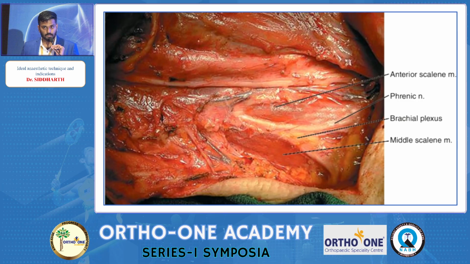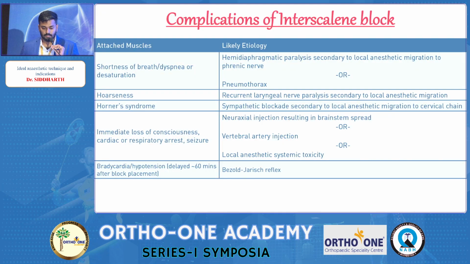So 100% of the time, mostly you will knock out the phrenic nerve, leading on to hemidiaphragmatic paresis. So this becomes a problem in patients who have COPD or who have restrictive lung disease or in the geriatric age group. So then what do you go on to?